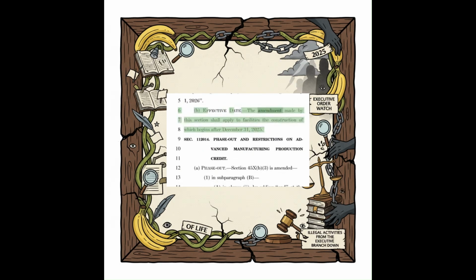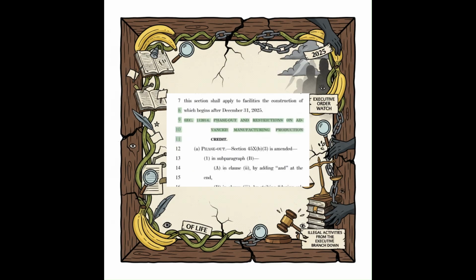The amendment made by this section shall apply to facilities the construction of which begins after December 31st, 2025. Phase out and restrictions on advanced manufacturing production credit.